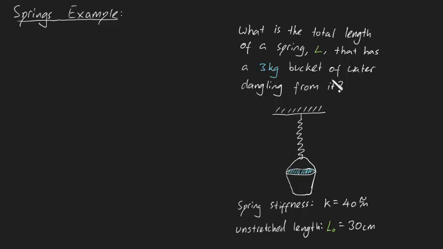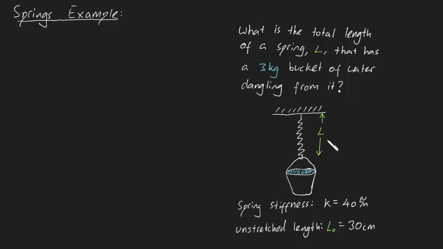G'day guys, welcome back. In this particular video, I'm going to be talking about a fairly simple springs problem. What is the total length of a spring, L, that has a 3 kilogram bucket of water dangling from it? So what's happening here is we have a spring just here, and dangling from it is a 3 kilogram bucket of water, and we're asked to find the total length of this stretched spring, capital L.